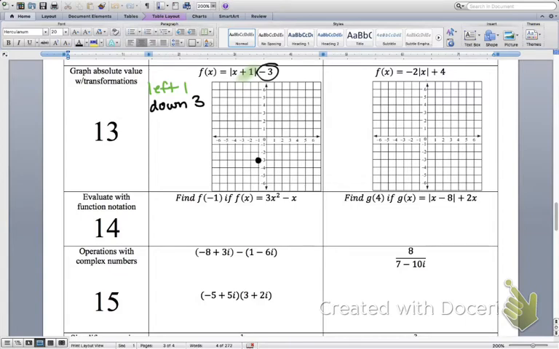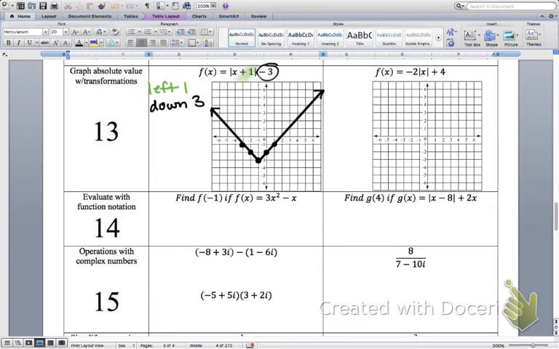So plot our point, left 1, down 3, and then we can go over 1, up 1, reflected over the axis of symmetry, and we need 5 points to make it precise, and then connect those with lines, arrows at both ends. So we should always have a V shape or an upside down V shape if there's a reflection.